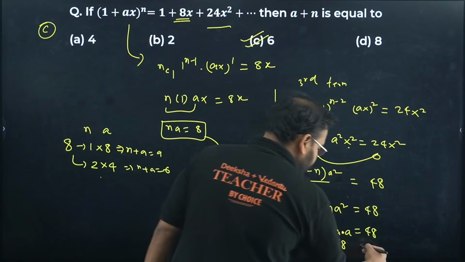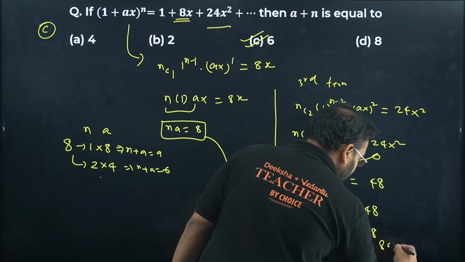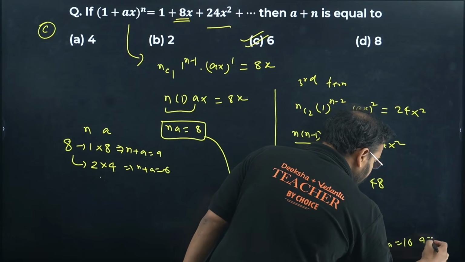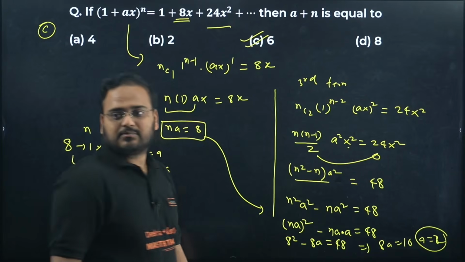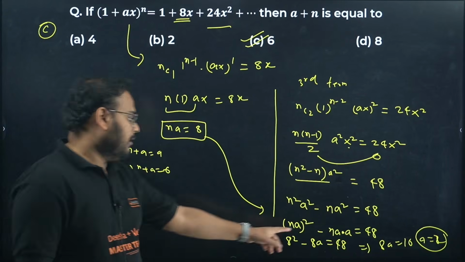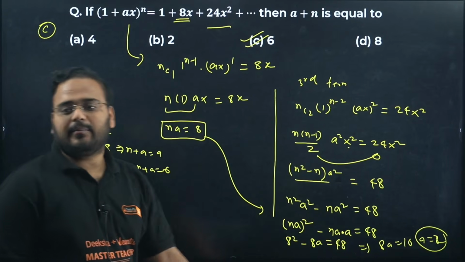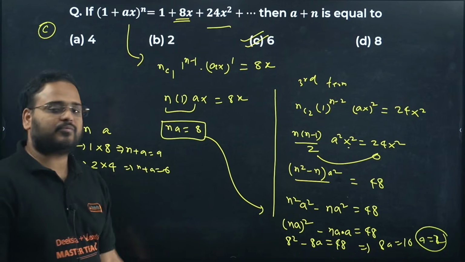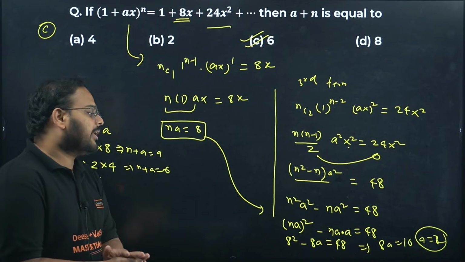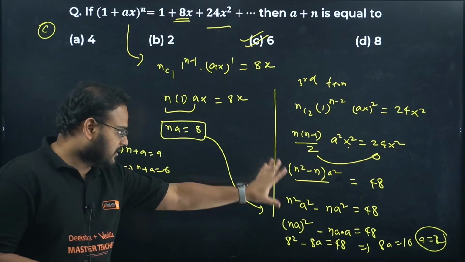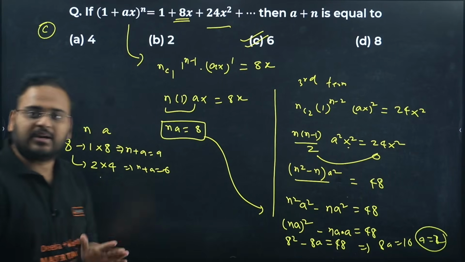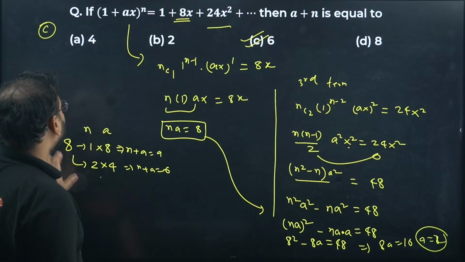Please check. You get 8a value as 16, so a comes out as 2. Move 48 over here, 8a on that side: 8a equals 64 minus 48. That's 16. So a becomes 2 and n becomes 4. That's your answer. That's the other method. This is the trick method. Clear? Okay. So this is your binomial theorem.